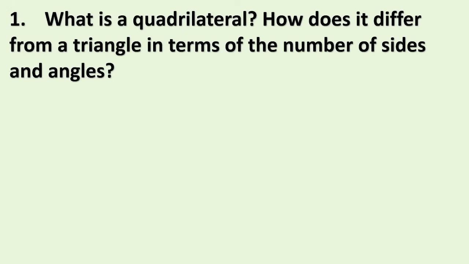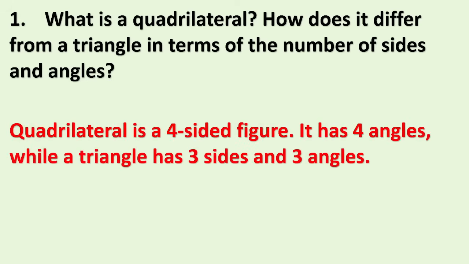Day 4. What is a quadrilateral? How does it differ from a triangle in terms of the number of sides and angles? Quadrilateral is a four-sided figure. It has four angles, while a triangle has 3 sides and 3 angles.